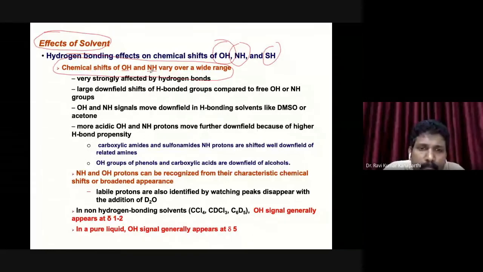Suppose you don't have hydrogen bonding. As I mentioned in the previous slide, if the NMR solvent is neat and doesn't have any OH-related stuff, for example moisture, then we say it is a neat solvent. In the neat solvent, we usually find the chemical shift value for the OH proton roughly between 1 to 2 ppm. Anywhere you can find it.